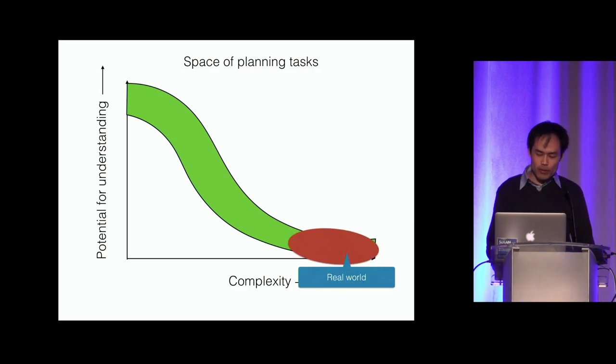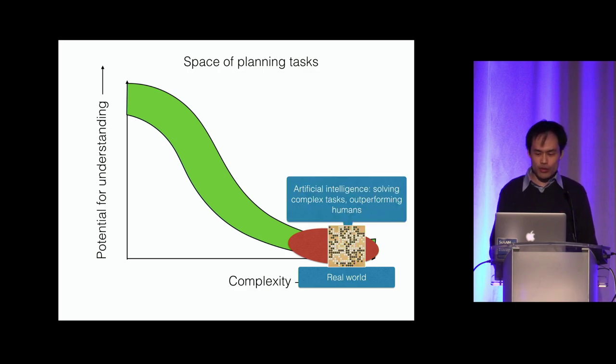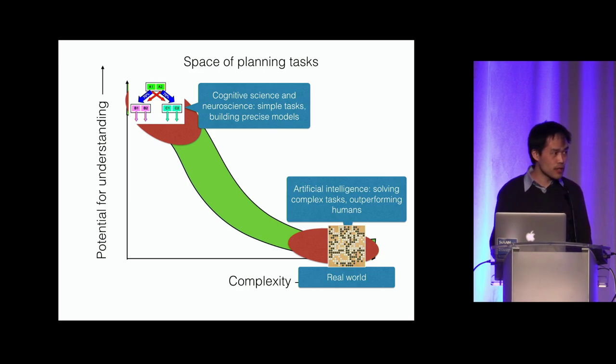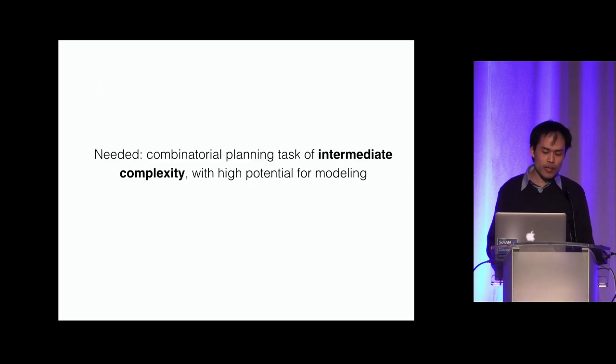So the real world is probably somewhere in there, right? It's very complex, it's very difficult to understand. AI is trying to solve complex problems, really complex, challenging, real world type problems, outperforming humans in the process. Cognitive science and neuroscience have a reductionist tendency. If they have a choice, they choose simple tasks and build very precise models. So the question that I'm going to ask here is: is there a fruitful space in between? Can we push the tasks that cognitive scientists and neuroscientists use to understand planning to more interesting, more complex tasks? We are looking for a combinatorial planning task of intermediate complexity that still retains the potential for modeling.